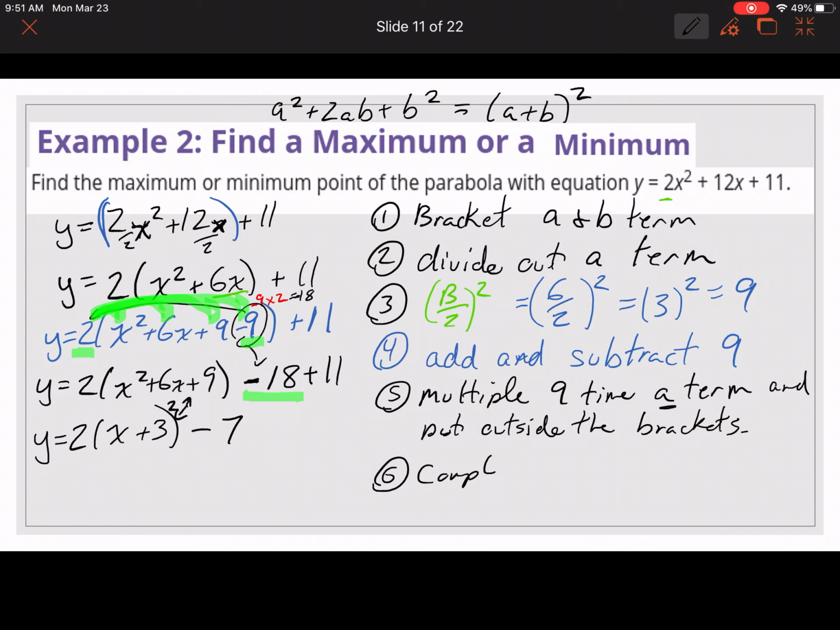So complete the square and simplify. So rewatch that again if you aren't understanding how that works.